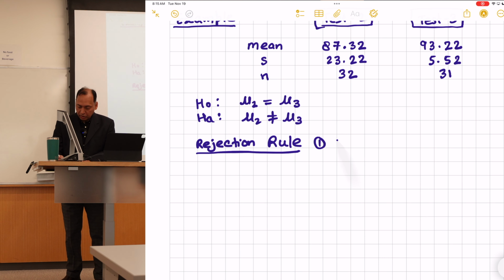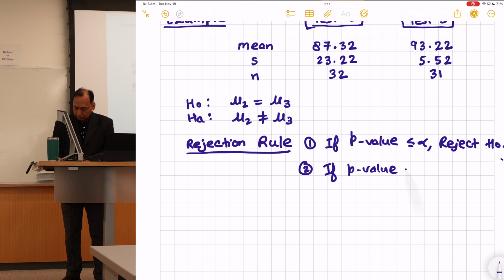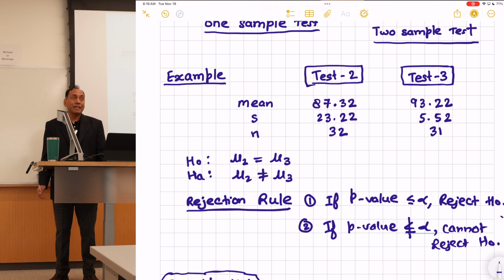So there are only two situations possible. If p-value is less than or equal to alpha, reject H0. And second one is if p-value is not less than or equal to alpha, cannot reject H0.